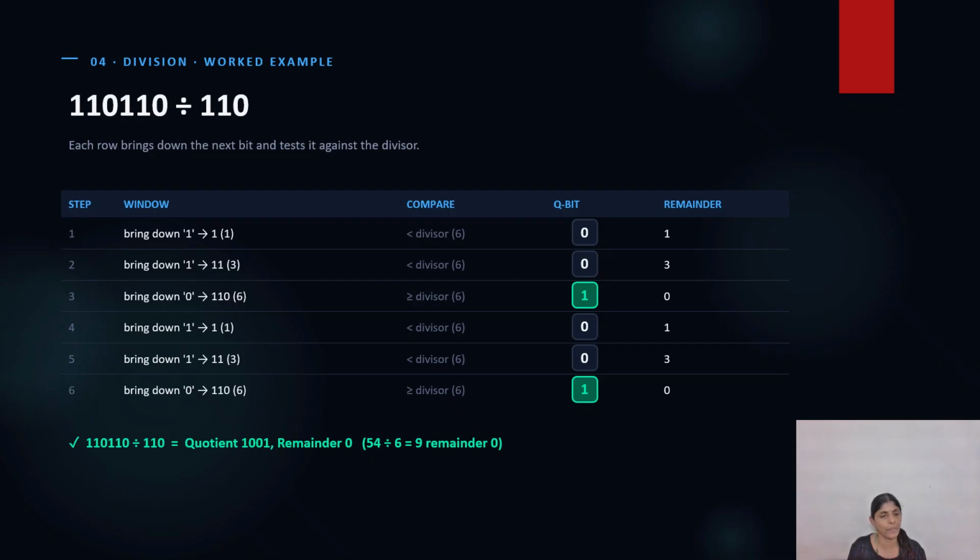Again check this. What are the values there? 2 power 0, 2 power 1, 2 power 2, 2 power 3, 2 power 4, 2 power 5. What is 2 power 5? 32. What is 2 power 4? 16. 32 plus 16, that is 48. Right? Next, 4. 4 plus 2. So what is 4 plus 2? 6. So 48 plus 6, 54. What is your divisor? 110. So 110 in the sense 4 plus 2, 6. So 54 divided by 6 is equals to 9. The remainder is 0. What is the quotient you got? 1001. What is 1001? 8 plus 1, 9. Okay.